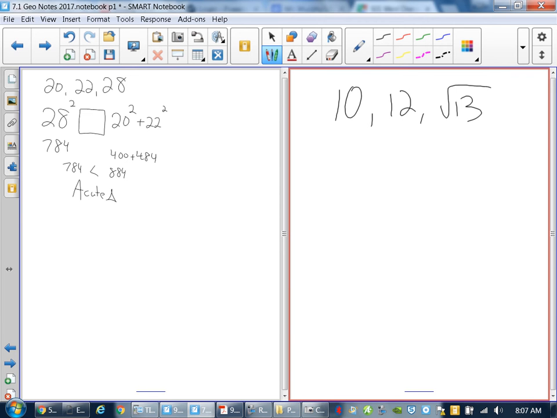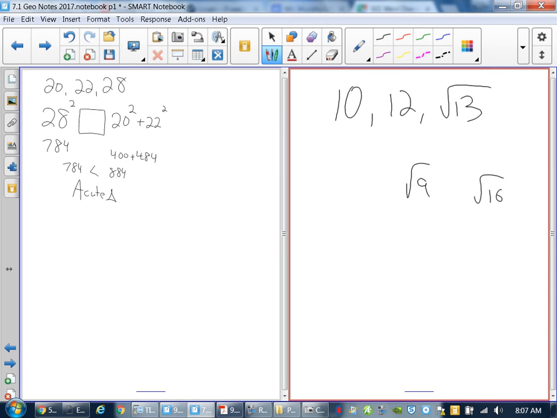And what I'm doing there is I'm approximating. I know that the square root of 13 falls between the square root of 9 and the square root of 16, but it's closer to 16 than it is to 9, so it means it's more than halfway there. That's why I said 3.6. It's a guess. It's ish. So now that means that the 12 has to be the largest.